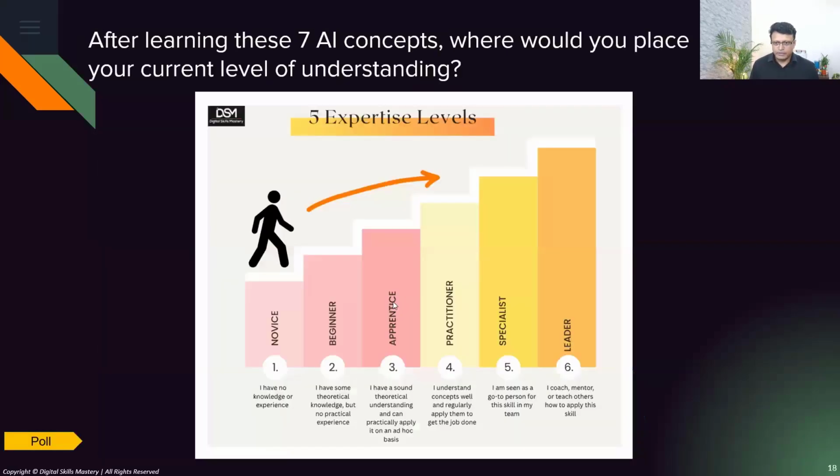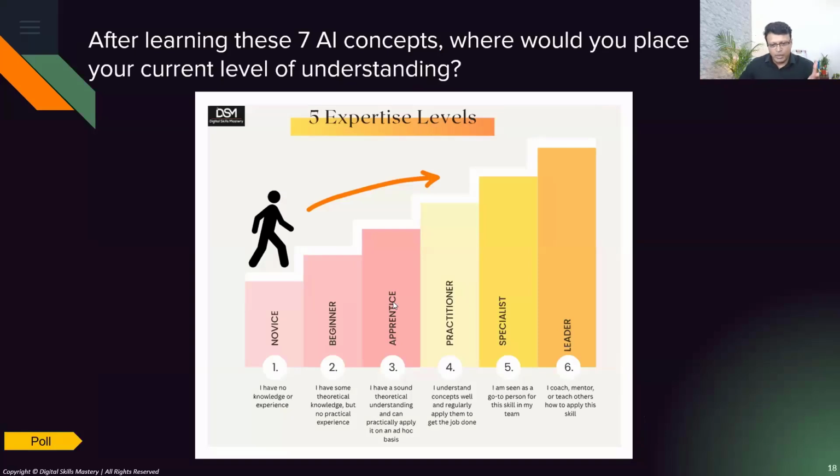Okay, perfect. Now, poll time. Looking at these seven AI concepts and the industry examples that we have shared with you, where would you place your current level of understanding as of today? You can type in the chat box. One is for novice, that you have no experience or knowledge. Number two is beginner. You have some theoretical knowledge but no practical experience. Apprentice is number three. You have sound theoretical understanding and you can apply some of these practically on an ad hoc basis. Practitioner is number four.